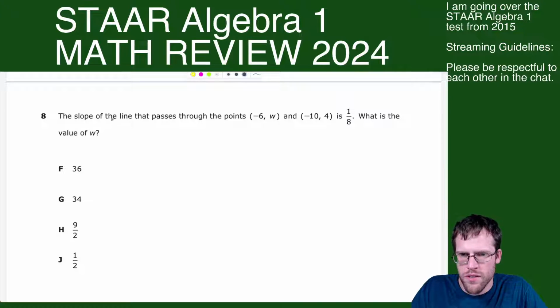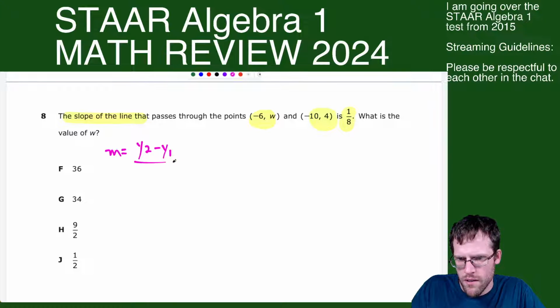And plenty of resources. Okay, so the slope of the line that passes through this point and this point is 1/8. So what is the value of w? For this one, you've got to know the slope formula, which is probably on that reference page. So this one here. Okay, so there is your formula. And this is your x1, y1, your first point, and this is your second point.